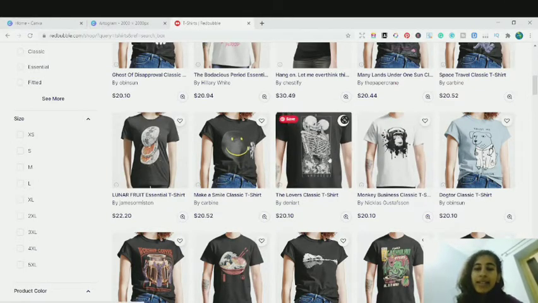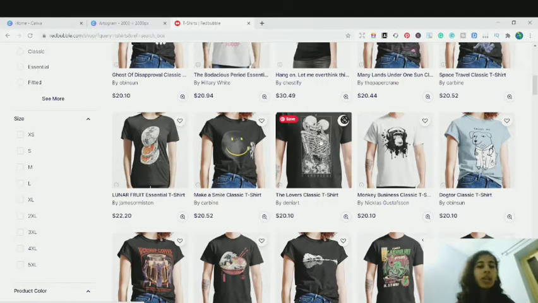Another thing that I can see from this design guys, now since Valentine's Day is around the corner, like it's almost February, that's why this design is on the top of the first page, because people are purchasing for their Valentine. So they have combined the skeleton together with the lovers.